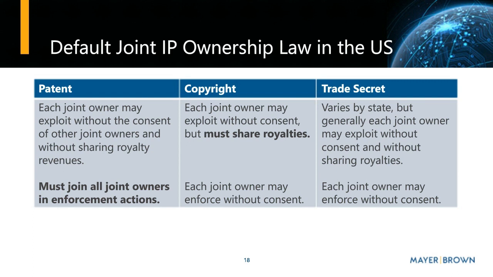With respect to U.S. copyright law, in the middle column, the default rules are the opposite of those of the U.S. patent law. Each joint owner may exploit the jointly owned copyright without the consent of the other joint copyright owners, but they have a duty to share royalties with the other joint owners. Each joint owner may enforce without the other joint owner's consent. In the third column, trade secret laws in the U.S. vary by state, but generally each joint owner may exploit the trade secret without other joint owners' consent and without sharing royalties with them. Each joint owner may enforce the trade secret without other joint owners' consent.